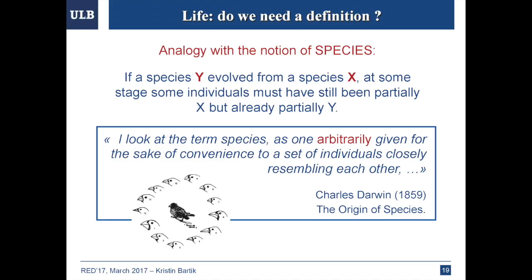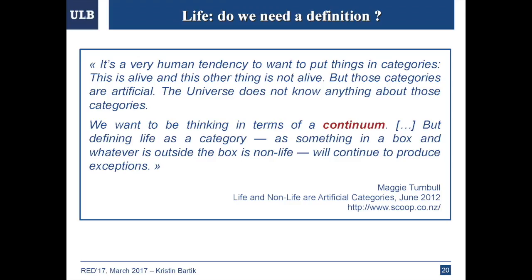And I think the idea that we want to have a definition for living or not living is that we desperately, as human beings, want to put things in boxes. We want to be able to say it's one box or it's another box, and that box in the middle, we're not very comfortable with it. This comes from a blog I was looking at, saying life and non-life are artificial categories, that it's a human tendency to want to put things in categories, but we should be thinking in terms of a continuum. Defining life as a category, as something in a box, and whatever is outside the box is non-life, will continue to produce exceptions. So I think it's no longer the type of logic you should be using.